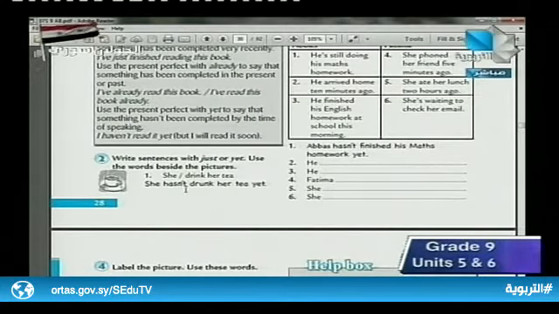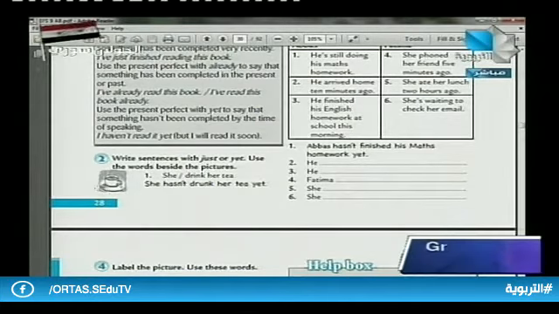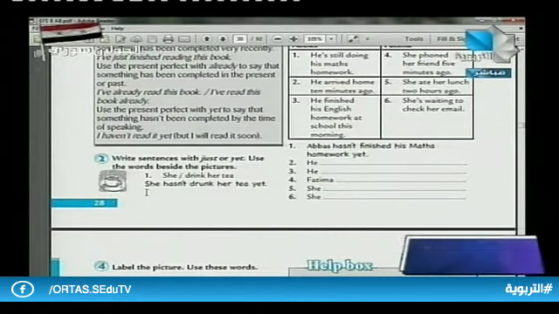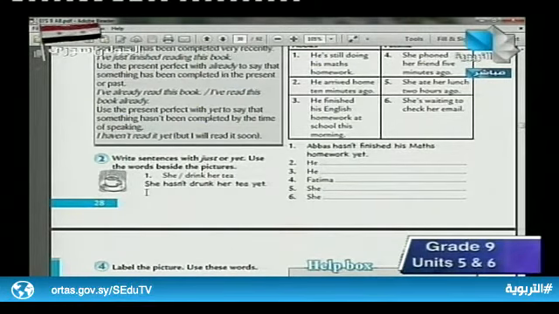As we've said before, yet is put at the end of the sentence, and the form of the present perfect is has plus the past participle. The student needs to know whether the action has been done or not. If it hasn't been done, they need to use yet. If it has been done, they have to use possibilities of just, already. But here in the rubric, what is required from the students is to write sentences with just or yet only.